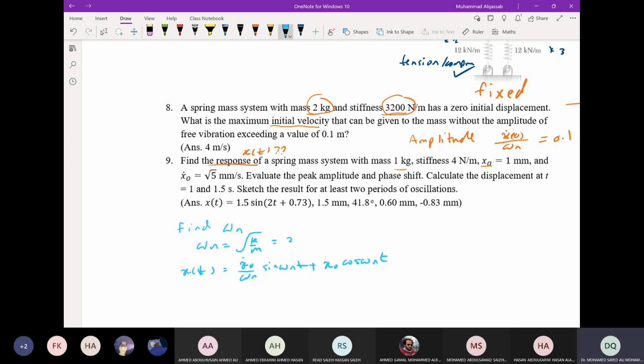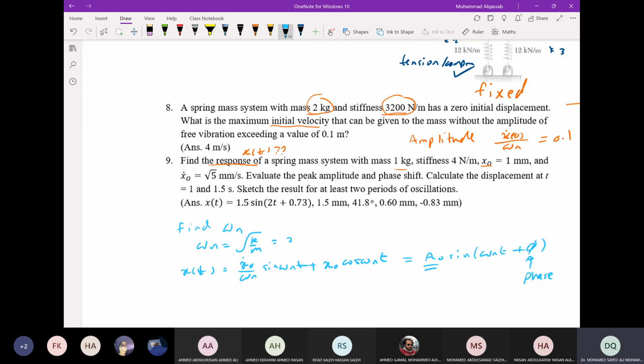Okay, because we have initial displacement and we have initial velocity. Then the question is saying evaluate the peak amplitude and the phase shift. It means we put this into A0 sine(omega n t plus phi). So this is required. This is called amplitude or peak amplitude, and this is the phase shift. Okay, calculate the displacement at t equal to 1 second and 1.5 second.